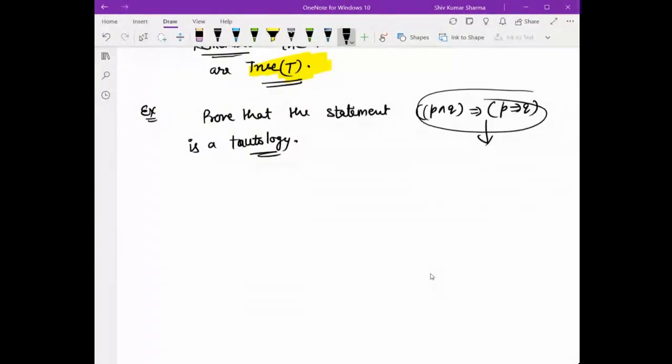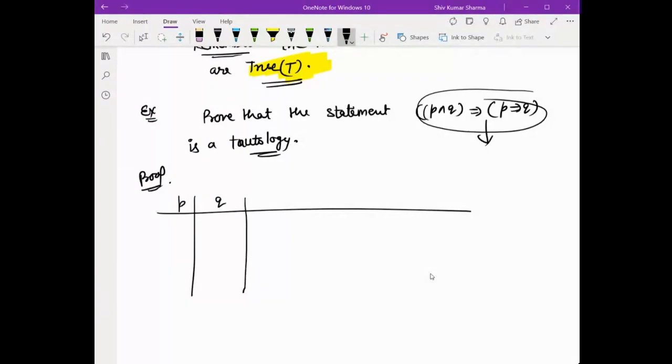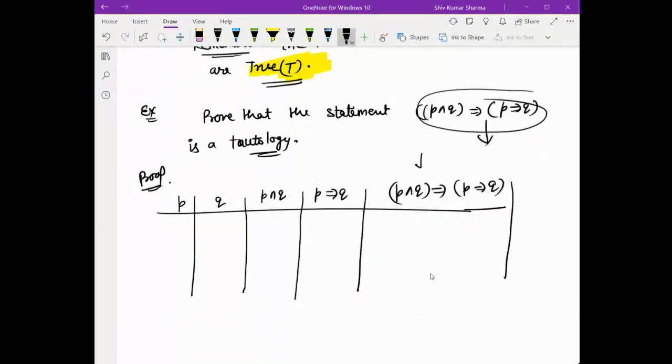So how to construct this? We prove this by using a truth table. We have two statements. The first column we use for P and the second column for Q, and the third column accordingly we calculate P and Q, solving the bracket. The fourth column we also solve the next bracket, and in the fifth column we take the complete compound statement. The complete compound statement we always take in the last column. So this is the final column.